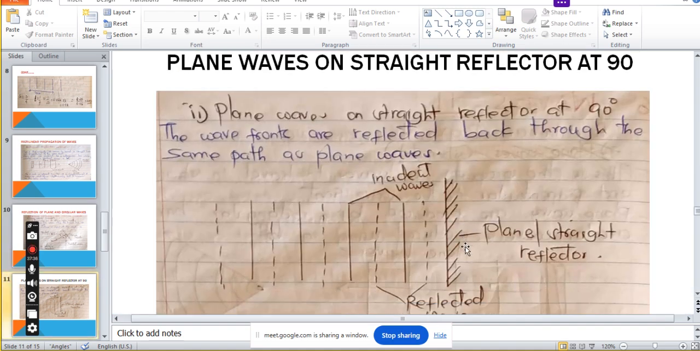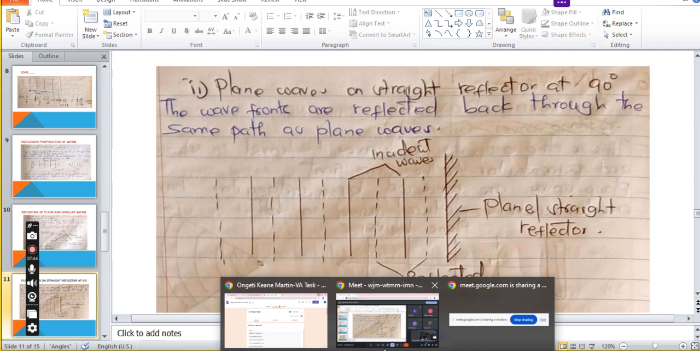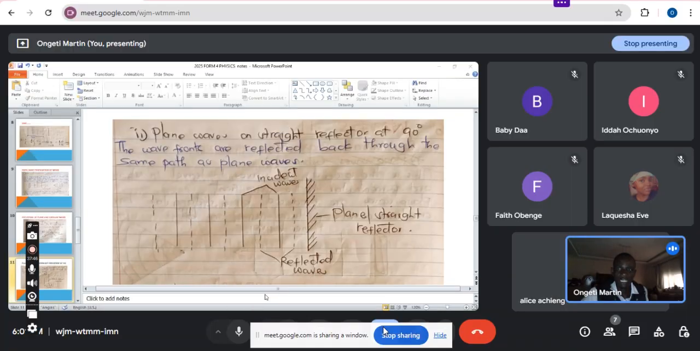Now, let's have a situation whereby we have plane waves traveling and then they meet a reflector at 90 degrees. Okay, Ida, can you read for us that? Ida? Is Ida there?